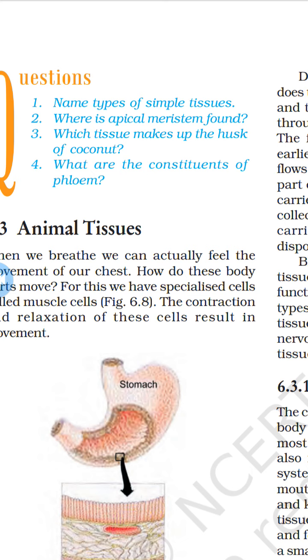What are the constituents of the phloem? Phloem has four components: tubes, companion cells, phloem parenchyma, as well as phloem fibers. So these are the constituents of the phloem.